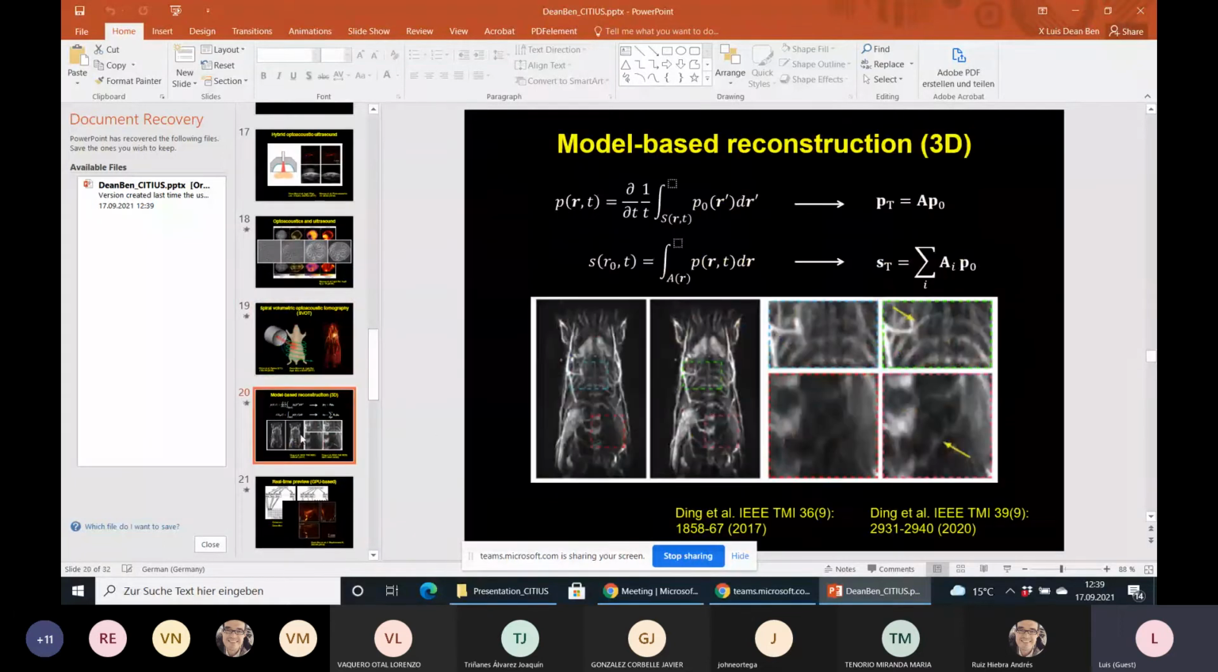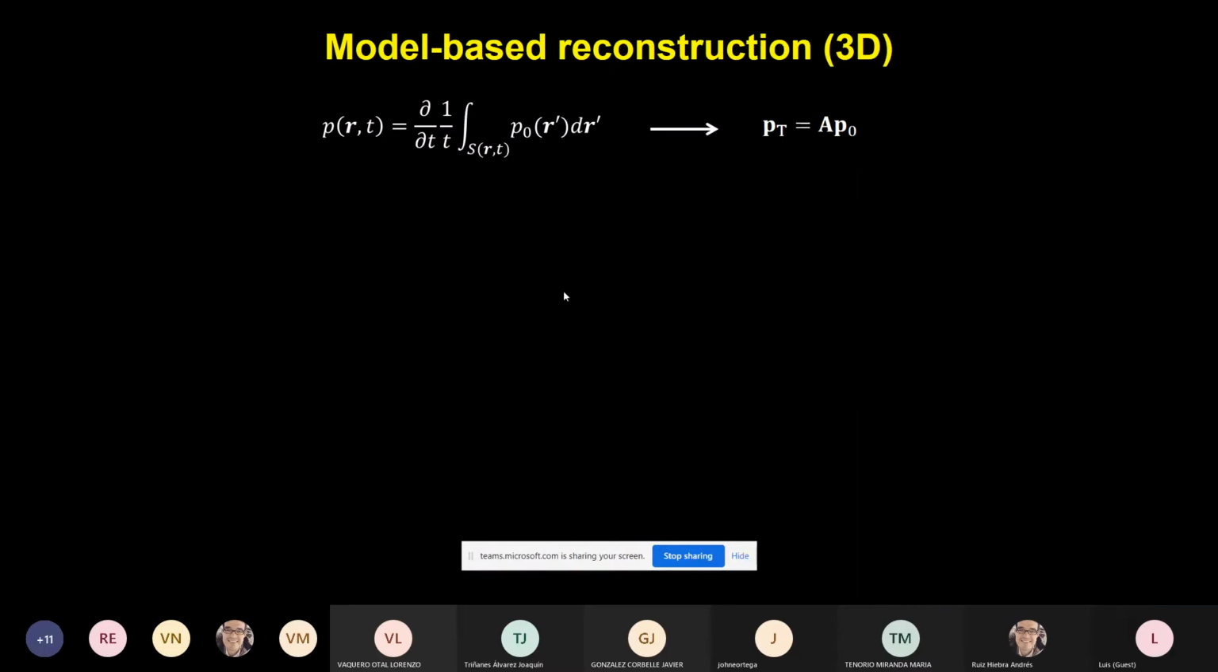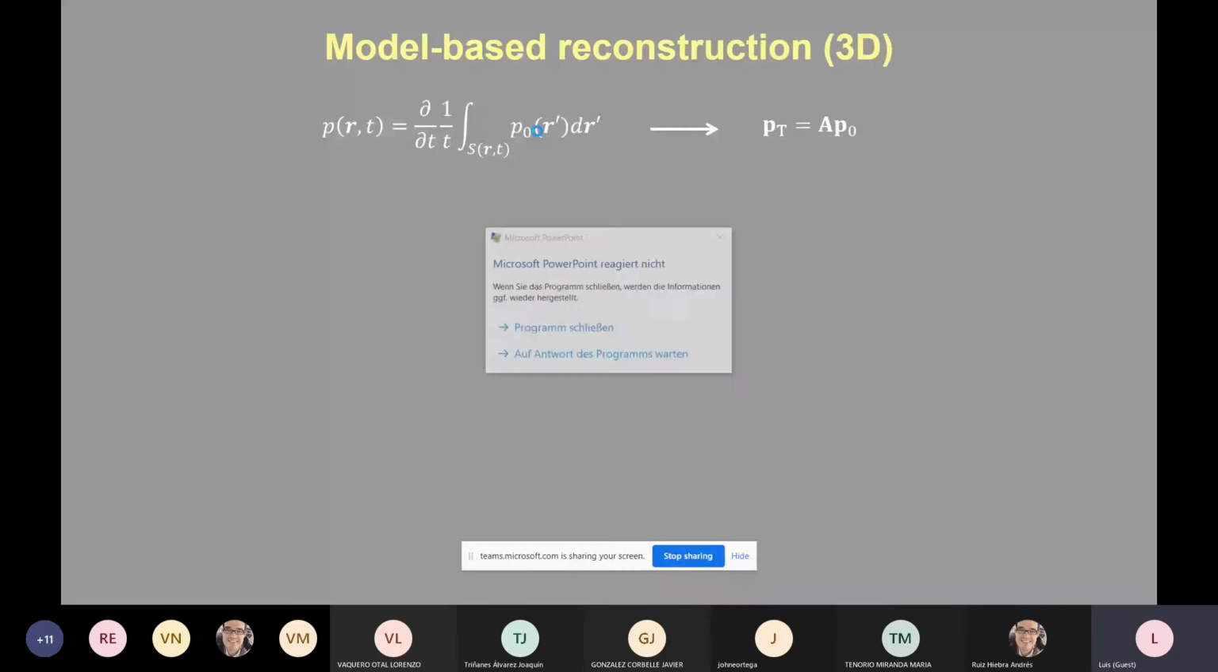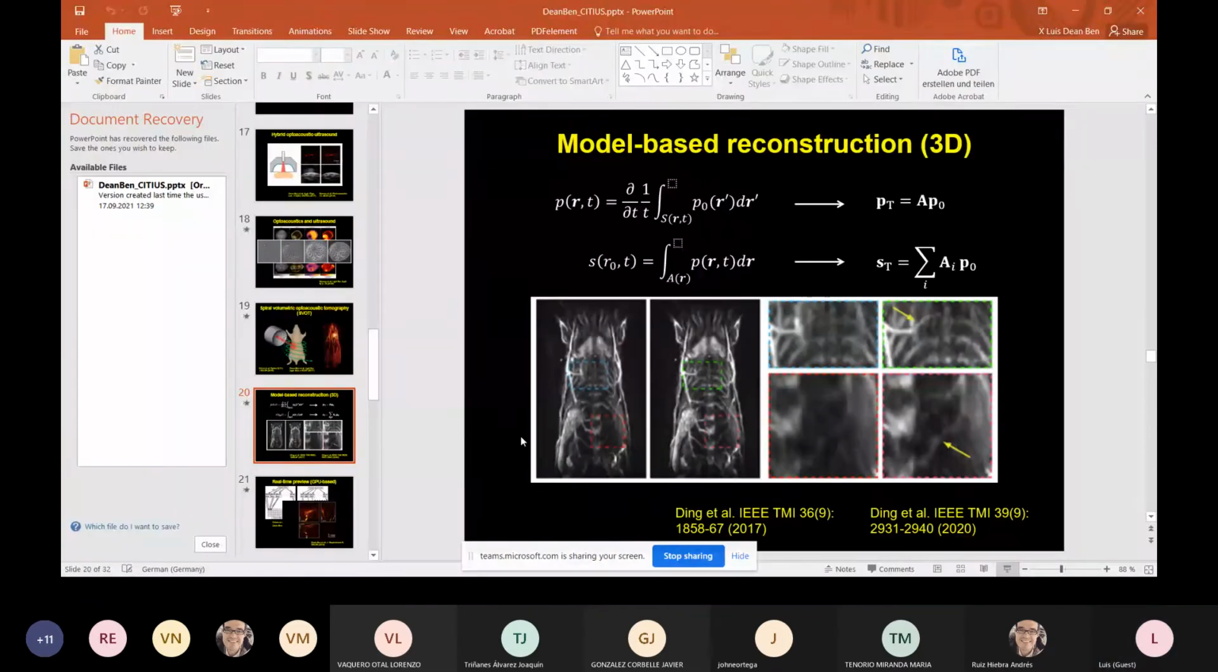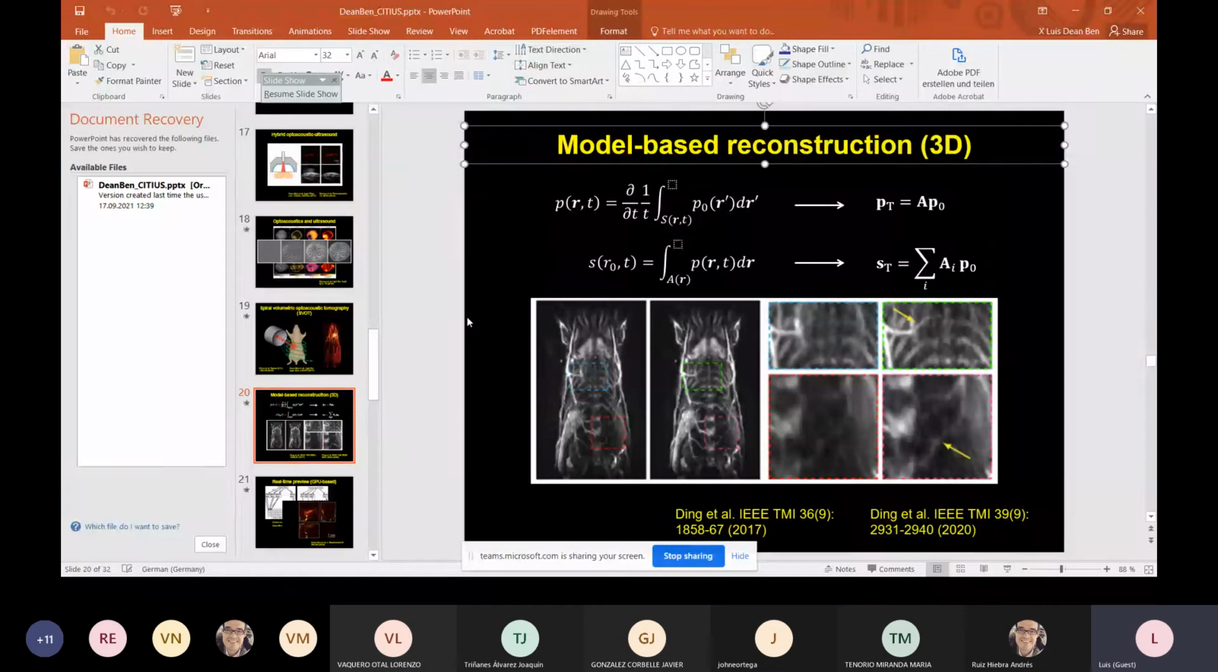Okay, I think we were here. So for whatever reason, this slide is problematic. It's thinking now. Oh no. Well, you can see it here, right?